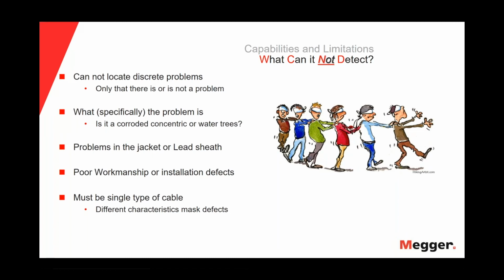Also, we cannot see problems in the jacket or the lead sheath, and of course, we cannot see poor workmanship or installation defects. And neither can we use, or should we use, the tan delta on a mixed type of cable, because if we have mixed cable, different characteristics will mask the defects.